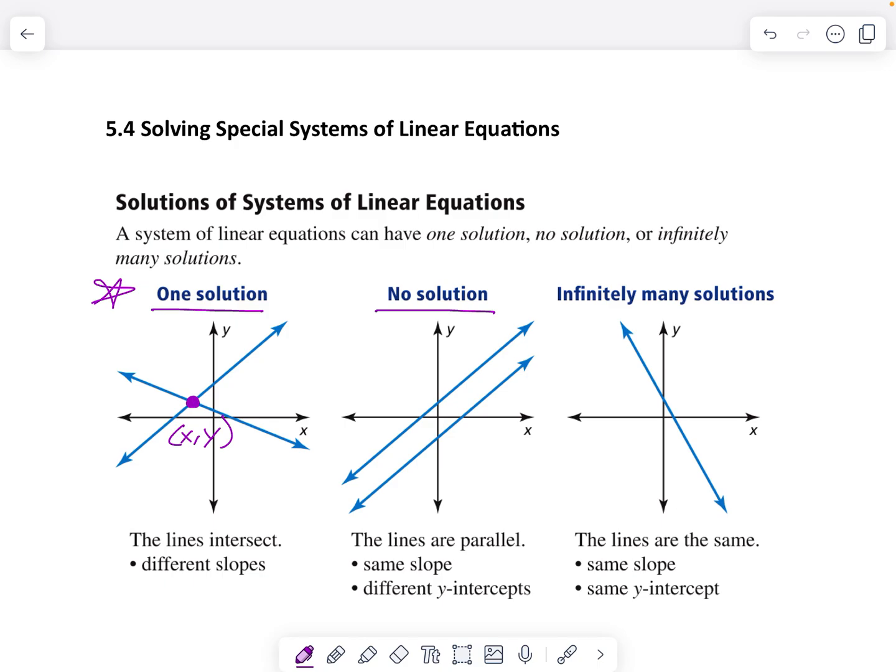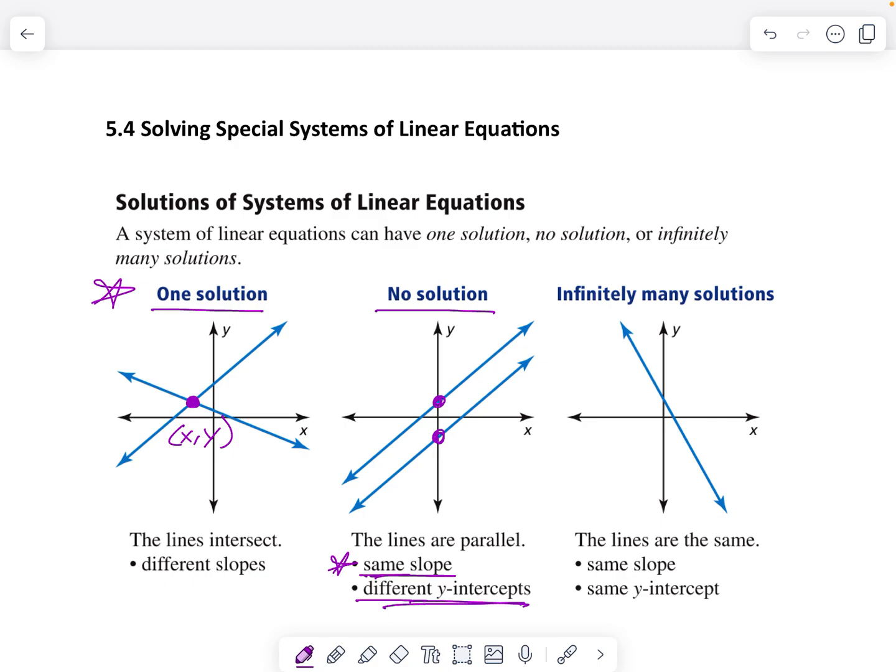Notice when we have parallel lines, the slant of the line is the slope. So if the lines are parallel, they have the same slope. And also notice they have the same slope, but on our graph, they would have different y-intercepts.